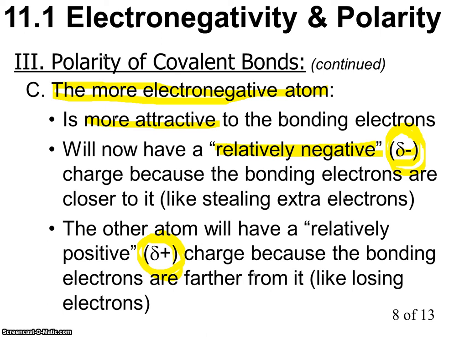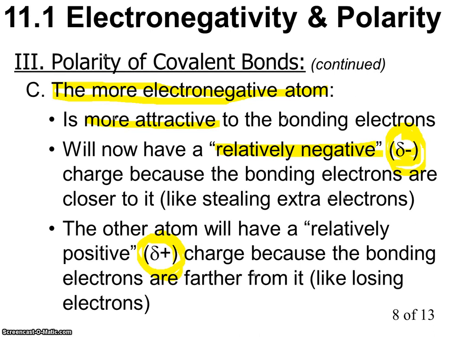So the more electronegative atom will have a relatively negative charge because the electrons are closer to it. So we can't write that it is going to have an absolute negative charge because it is not an ion. The electrons are still shared. They don't belong to that other atom. So we only can say that it is relatively negative. That's why we use this symbol as opposed to saying -1 or -2 like we would for ions.